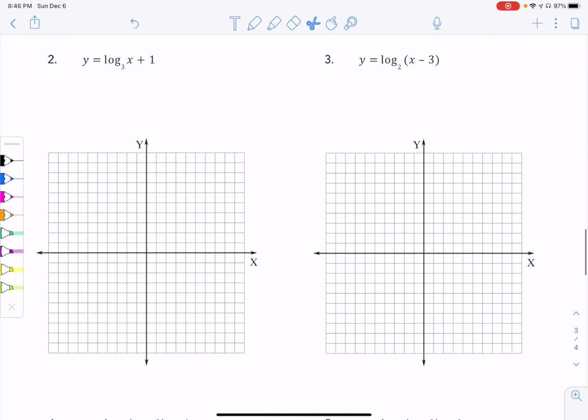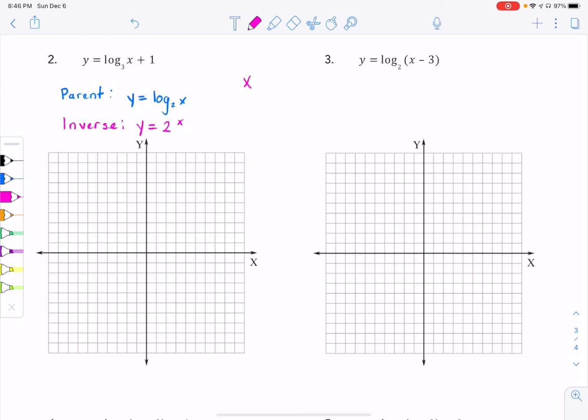If we move on to number 2, we have log base 3 of x. In this graph, your parent function is y equals log base 2 of x, and the inverse is y equals 2 to the power of x. So it's actually the graph we just did.